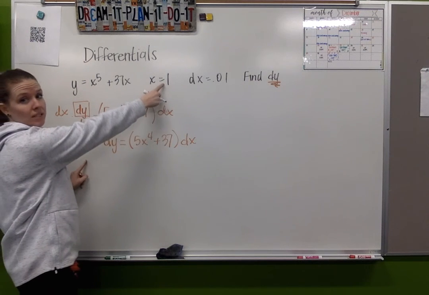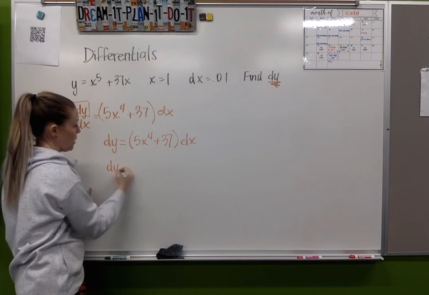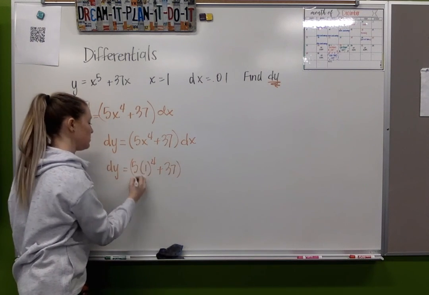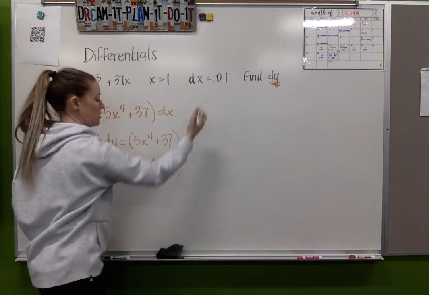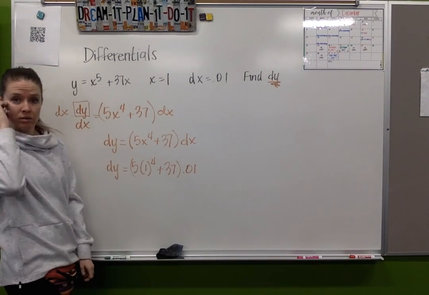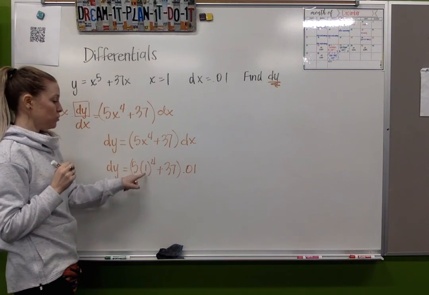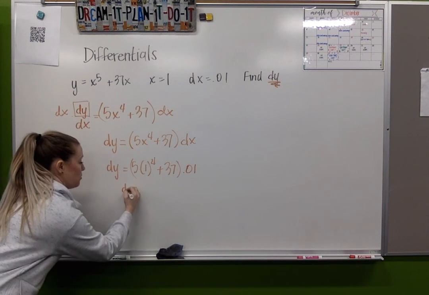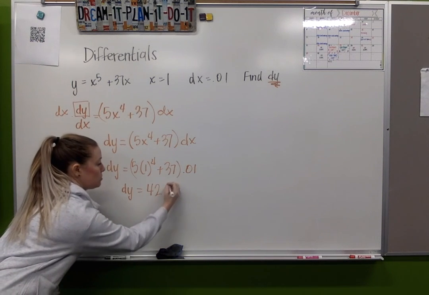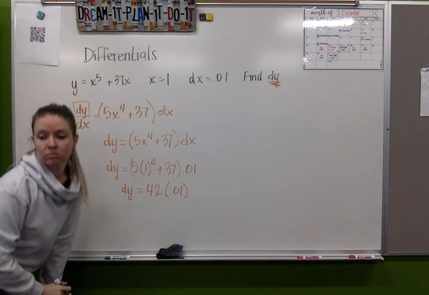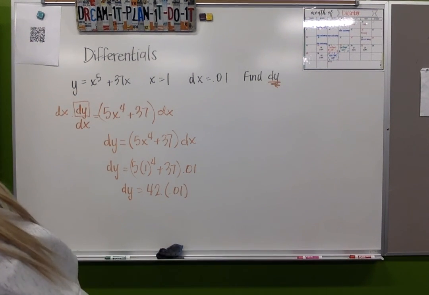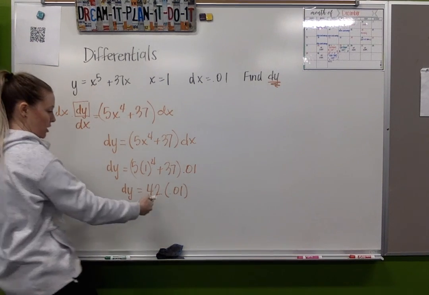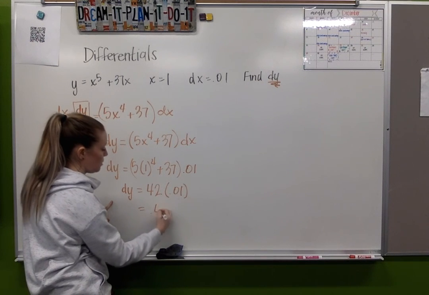Well, I know that x equals 1. So dy equals (5 times 1 to the fourth plus 37), and I know what my dx equals, it's 0.01. So 1 to the fourth is 1, times 5 plus 37 is 42. So my dy equals 42 times 0.01, which ends up giving me, do you guys know the math real quick? Because I don't, but now I do. It's good. This ends up giving me 0.42.